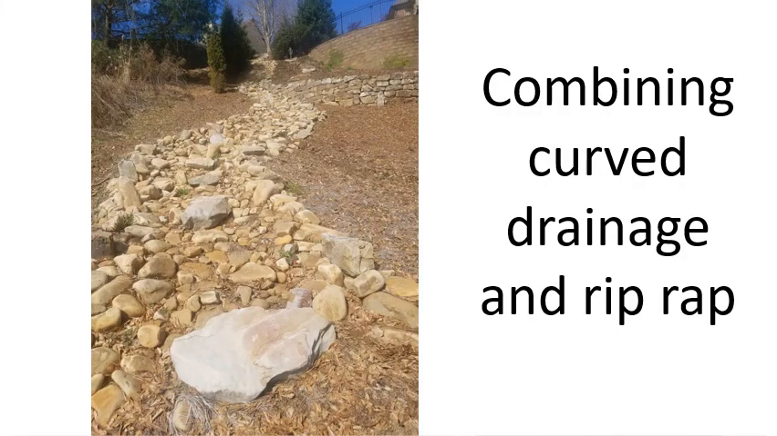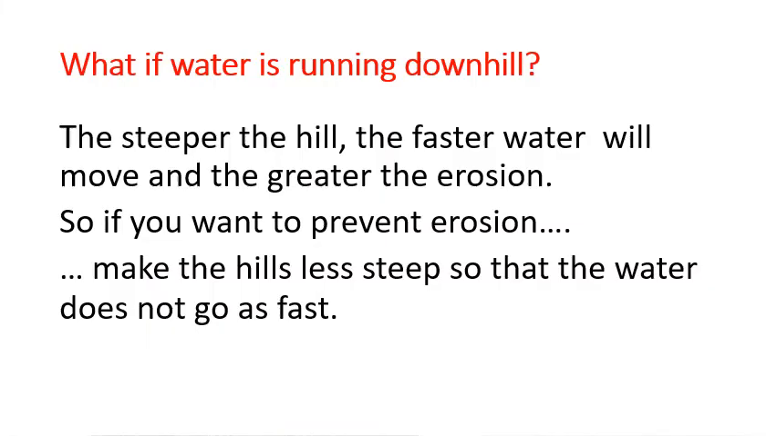Here's an example where they had curved drainage and they had some riprap. Water coming off the hill up here, and you can see it curves around, and they've got big rocks in the way of the water. So we've got a combination of things. We've got the drainage being curved, and we've got that riprap to make water slow down and lessen erosion.